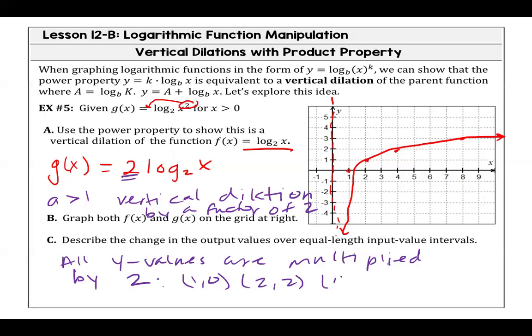All right, we're currently at (4, 2). So (4, 2) is going to become (4, 4). And we're currently at (8, 3). And (8, 3) is going to become (8, 6). So these are the new points that I'm going to graph to show my vertical dilation. So again, 1 is going to stay 1. 2 is now at 2. 4 is now at 4. And 8 is now at 6. This has no impact on my, what's this thing called? Asymptote. Because 0 times anything is still going to be 0.